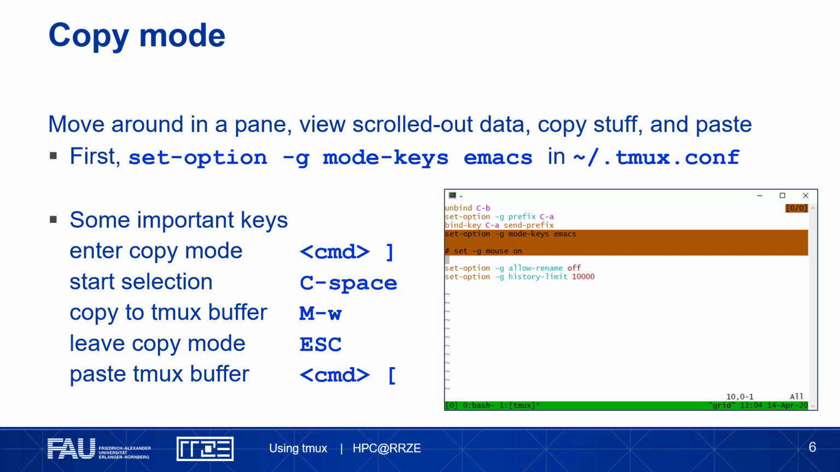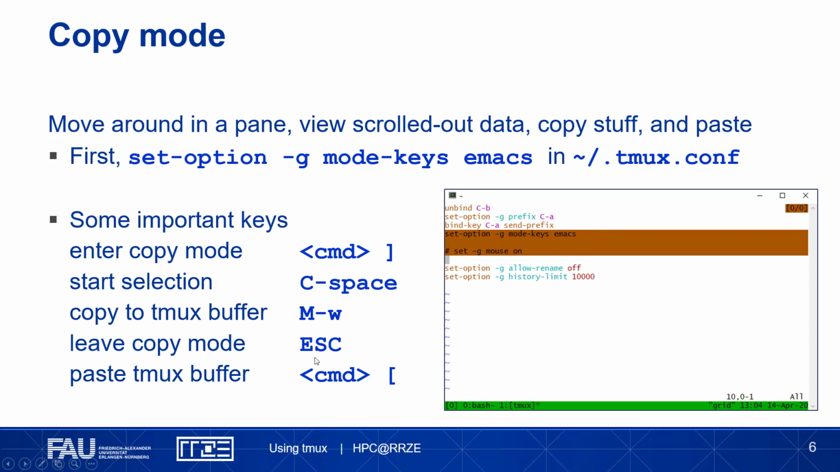Now, if you want to use this feature, the first thing you have to do is decide which keys you want to use for moving around and copying stuff. There's basically a choice between Emacs and VI mode, and for me, since I prefer Emacs, I configured Emacs mode. This is done in the configuration file, which I will come to on the next slide. Just accept for a moment that I have configured Emacs controls for copy mode.